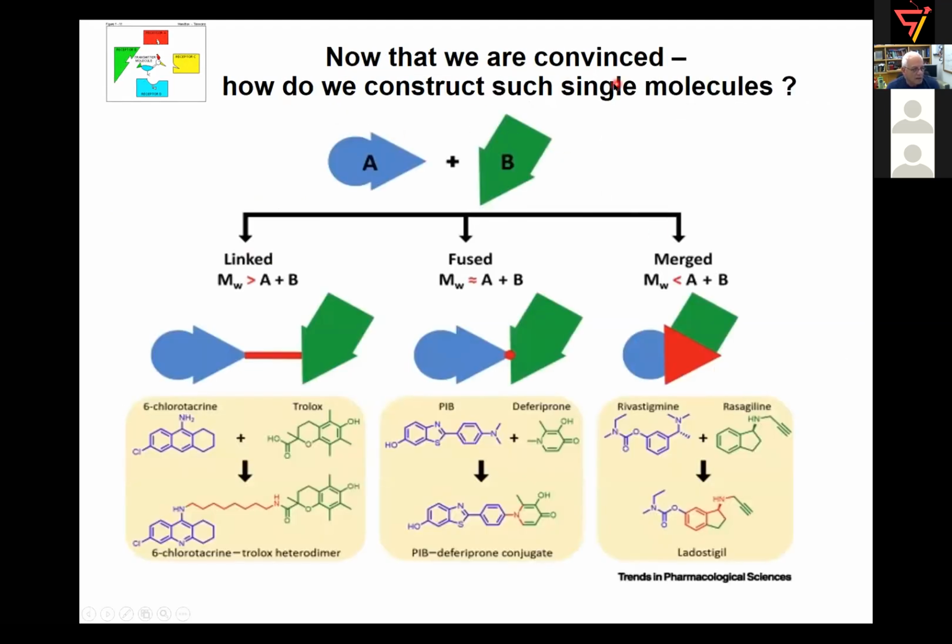So now that I hope that you are convinced that we need single molecules that will be multi-targeting, how do we achieve it? The one way to do it is to pick two known drugs, each of them hitting one target, and combine them with a chemical linker, such as a carbon chain or a peptide chain. And as you see here, the combination of chlorotacrine and Trolox as a heterodimer, the difficulty with that kind of combination is that it increases molecular weight considerably compared to a single drug, and it also creates problems from the side of hydrophobicity. So both hydrophobicity and molecular weight issues are involved when we use linking.